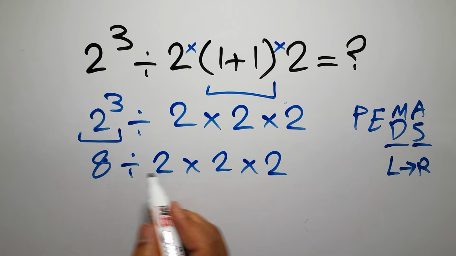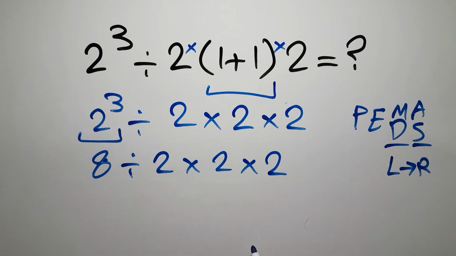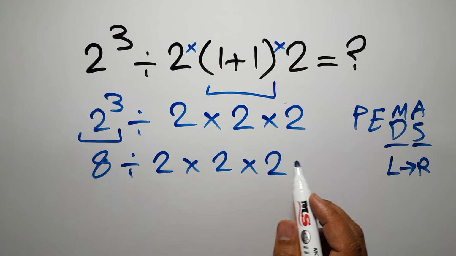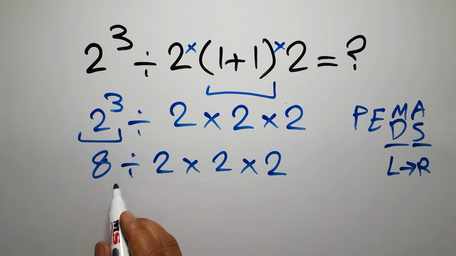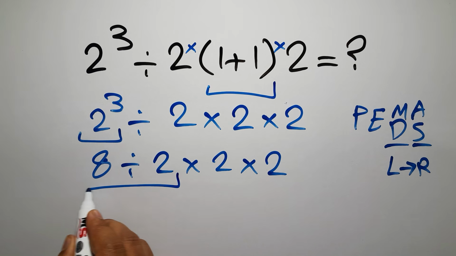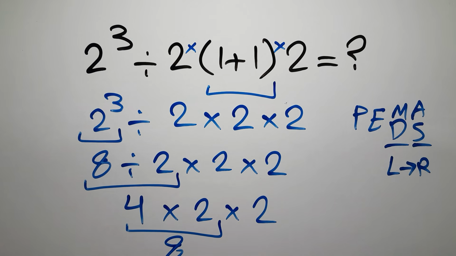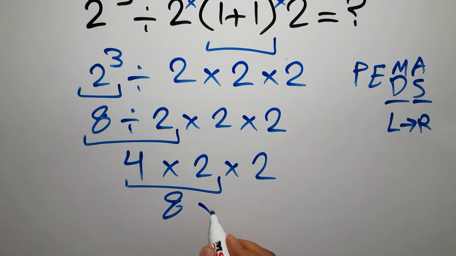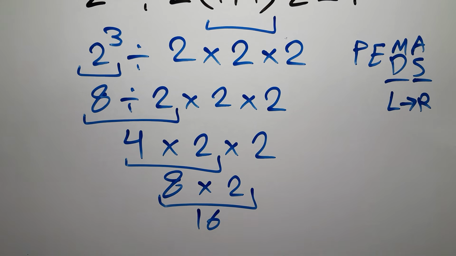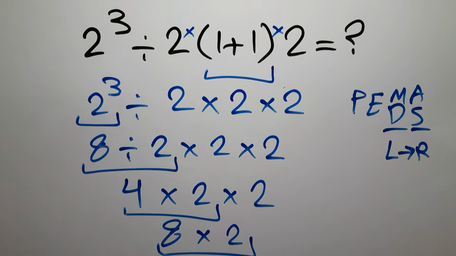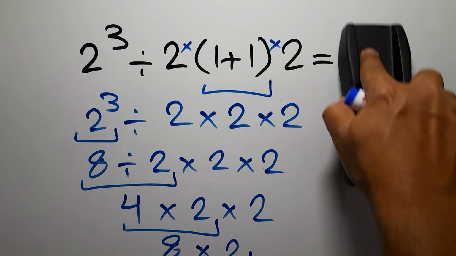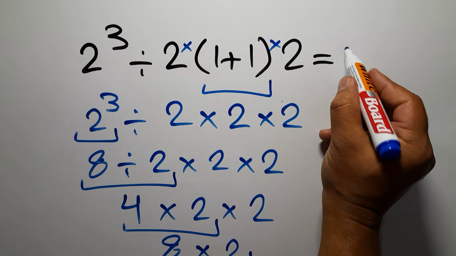Now we have one division and two multiplications. Okay, multiplication and division have equal priority and we have to work from left to right. So first this division, 8 divided by 2 gives us 4. So 4 times 2 times 2. 4 times 2 gives us 8. Okay, so 8 times 2, which equals 16. And this is our final answer to this problem. The correct answer is 16.